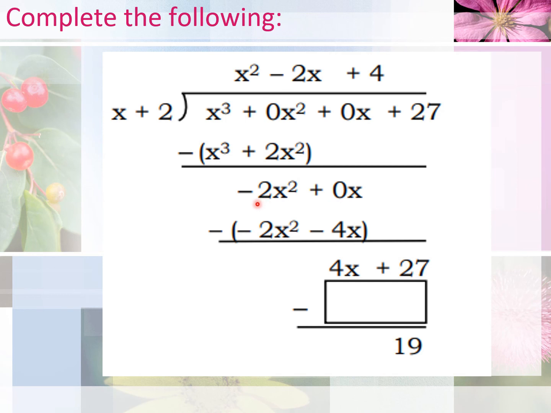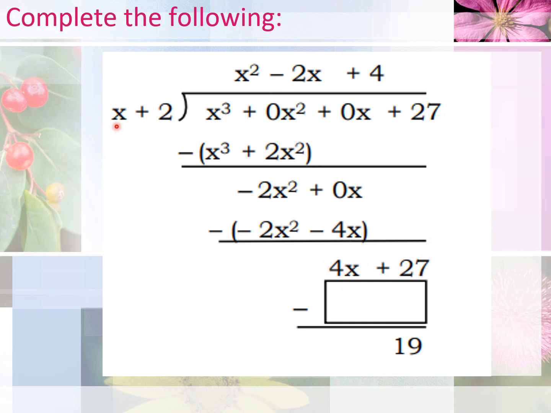Proceed naman tayo ngayon sa division. Negative 2x squared divided by x is negative 2x. Nag-subtract lang tayo ng exponent. So, 2 minus 1 is 1. Then, multiply. Negative 2x times x is negative 2x squared. Negative 2x times 2 is negative 4x. Then, subtract tayo. Negative 2x squared minus negative 2x squared is 0. 0x minus negative 4x. Mag-change sign tayo dito sa subtrahend, kaya magiging positive 4x na siya. Then, bring down 27. Proceed tayo sa division.